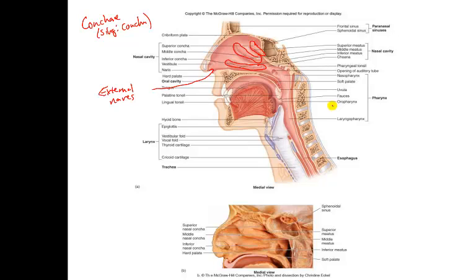Okay. So next we come to the next region of the respiratory tract, basically from here down to about here. That region is called the pharynx.